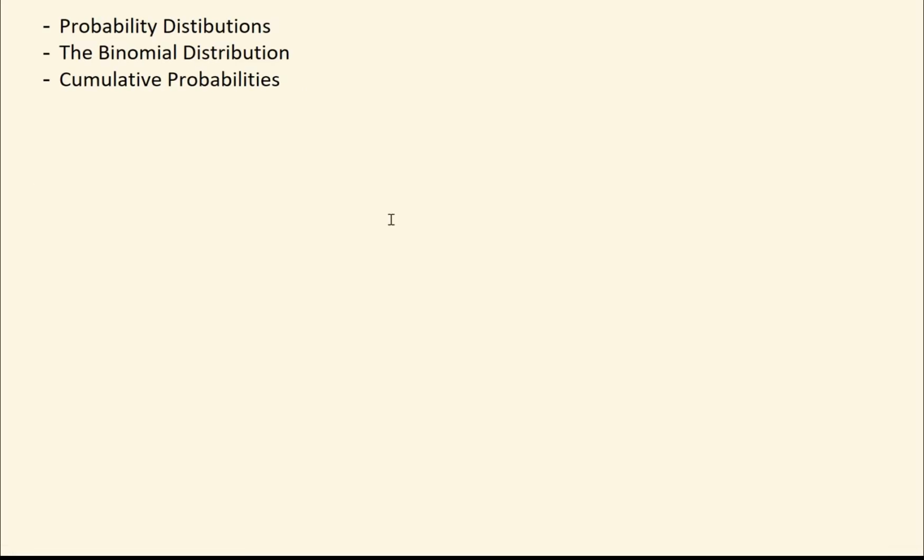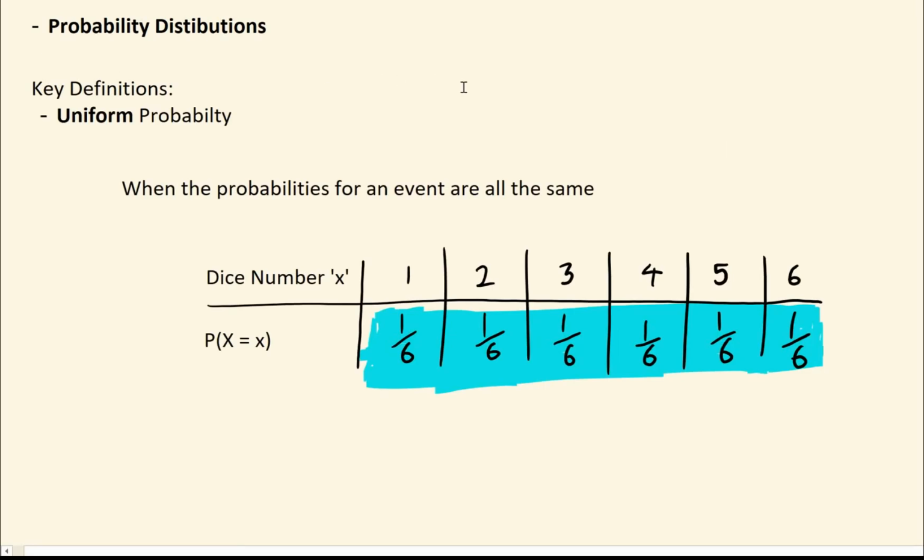I'm going to break this section into 3 parts. First things first, we're looking at probability distributions. The key definition for this is uniform probability. If things are uniform, then all the probabilities are exactly the same. So go back to our dice rolling example. The probability of each single dice roll was always 1 out of 6, therefore it is uniform.